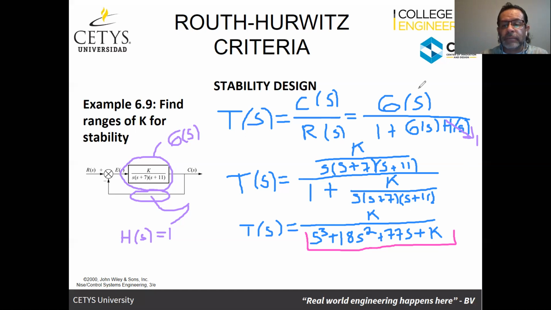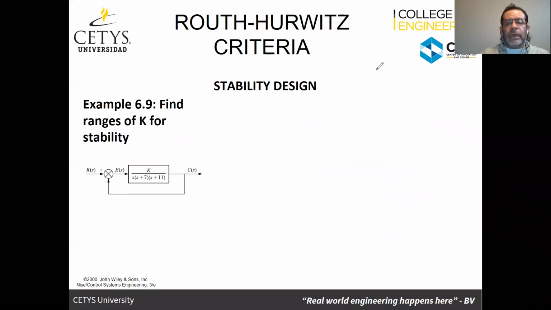Okay, I'm going to jump over to the next slide. S to the 3 plus 18s squared plus 77. Okay, let's memorize that equation because I'm going to clear this. And so the characteristic equation that we had is s to the 3 plus 18s squared plus 77s plus k.